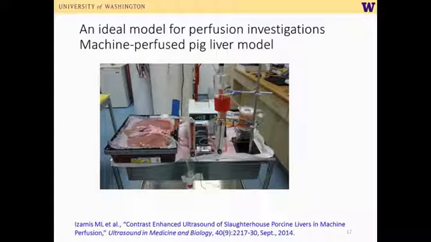To be able to validate all of this, we used an ideal model for perfusion investigations, and that is a machine-perfused pig liver model. This is a pig liver that we get from a slaughterhouse as soon as the animal is sacrificed, and is hooked up to this setup here where it's kept alive anywhere from 6 to 8 hours, so we can do this type of measurements, and we can see how good we can measure flow changes.